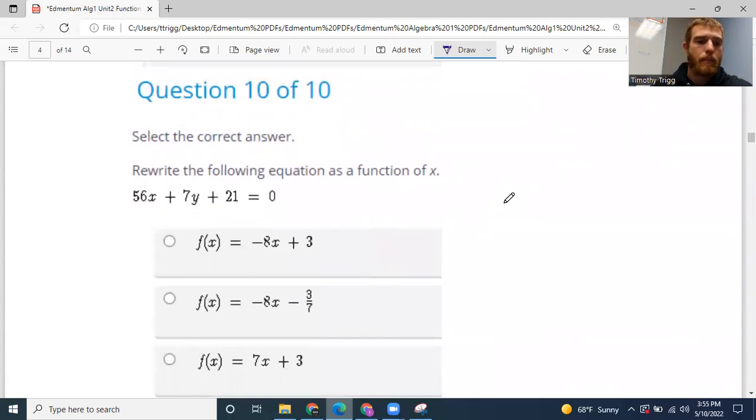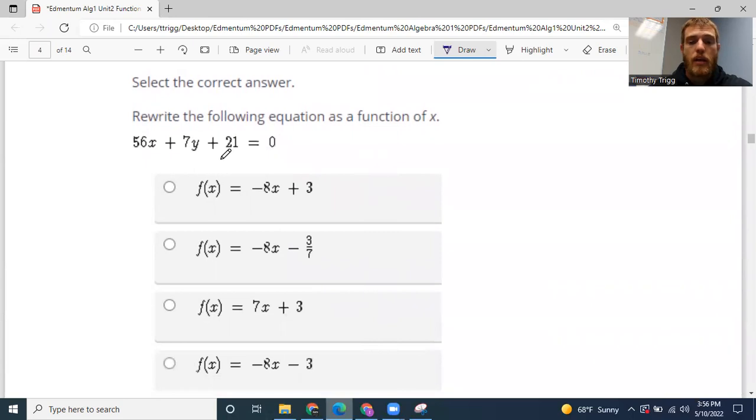Question 10. So this one's more of the same. I want to get y by itself. So the first thing I'm going to do is subtract 7y, and I'm going to put this on the left side of the equation. So negative 7y equals 56x plus 21.